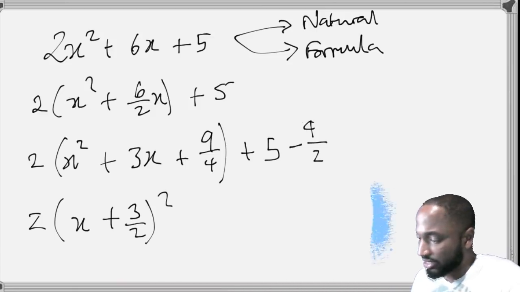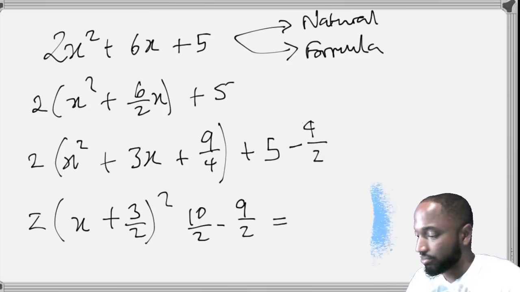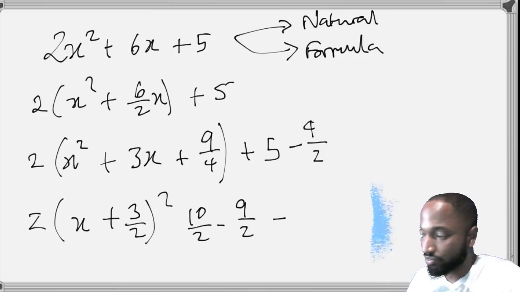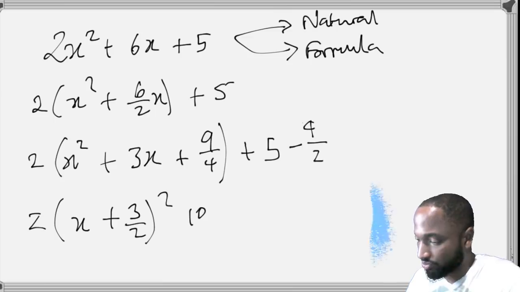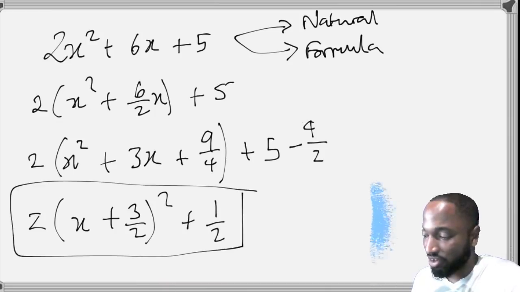I can do it like this. I can say this is 10 over 2, take away 9 over 2. So this is 1 over 2. Plus 1 over 2, right? So this is completing the square, the natural method.